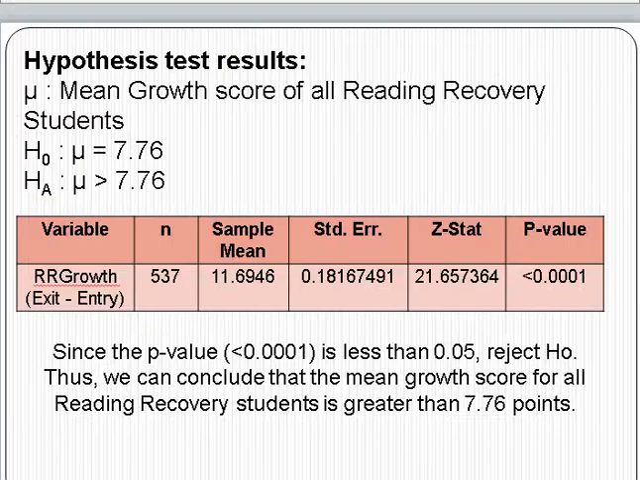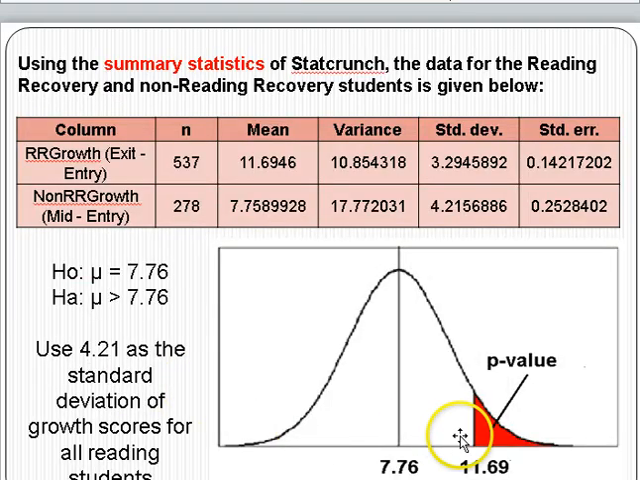Here are the values you get from StatCrunch. It lists the hypotheses. It says in your reading recovery we had 537 students. The sample mean growth score for those 537 was 11.69. Okay, and I'll sort of show you that visually. If the null hypothesis is true, the growth score for all reading recovery students is 7.76. We found a sample mean of 11.69.